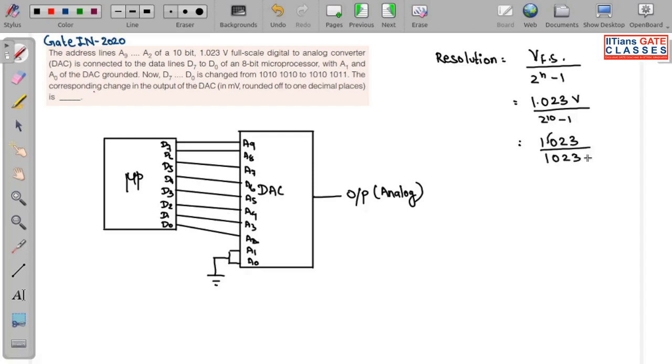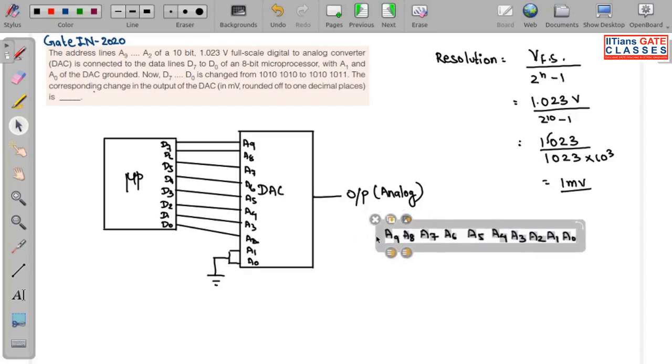1023. Now if I take out this one, it will be 10 to the power 3. So this will be what? 1 millivolt. Okay. So for each increment to the DAC, my output will change by 1 millivolt. Okay. So if I want to write this A9, A8, A7, A6, A5, A4, A3, A2, A1, A0. Okay. So this is 10 bit.